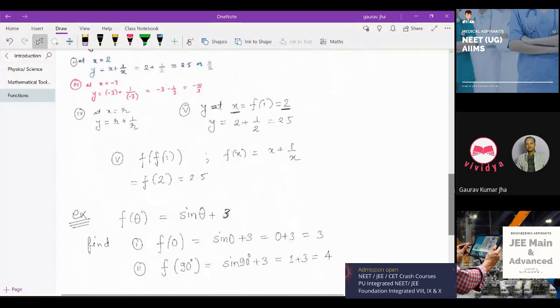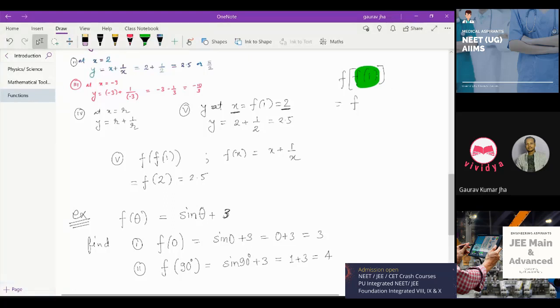Some of you were asking doubts about this one, so I'll repeat once again. Like this one, f of 1 means, at what variable? First you evaluate this term. What is f of 1? F of 1 we have calculated somewhere. I think at the top we have calculated.